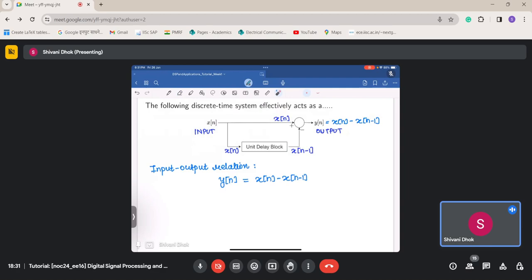If we look carefully, at the current time instant, let's say at some nth time instant, it takes the current sample value and subtracts the previous sample value from it. So what does this indicate? This acts like a differentiator. Yeah? It's a differentiator, madam. Yeah, exactly.